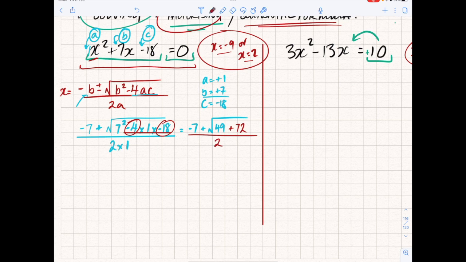So let's put this back in. So -7 plus the square root of 49 plus 72, which is 121, all divided by 2. So the square root of 121 is 11. So you're actually doing -7 plus 11, all divided by 2. And hopefully you know that -7 plus 11 is 4. 4 divided by 2 is 2. So that's how I would get that value there.